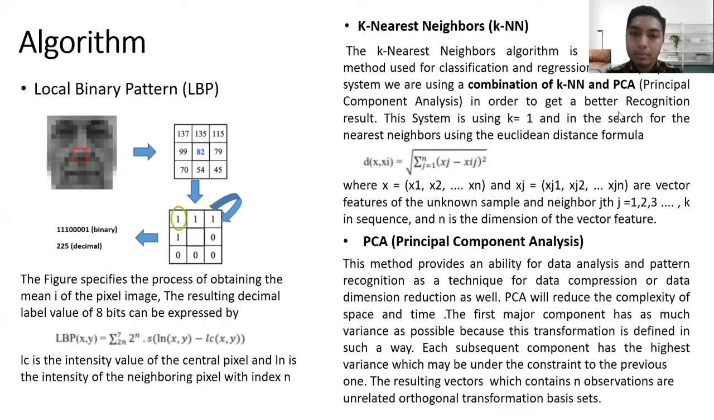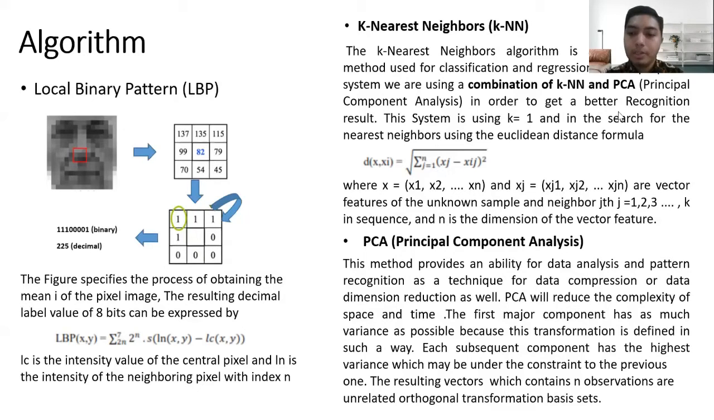The last one is PCA, or principal component analysis. This method provides an ability for data analysis and pattern recognition as a technique for data compression or data dimension reduction. PCA will reduce the complexity of space and time, and in this research, we want to create a better face recognition by using this algorithm.